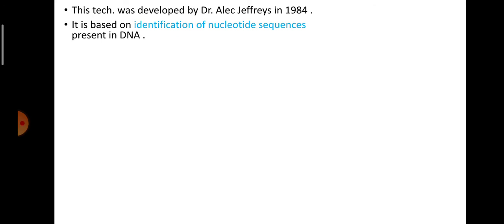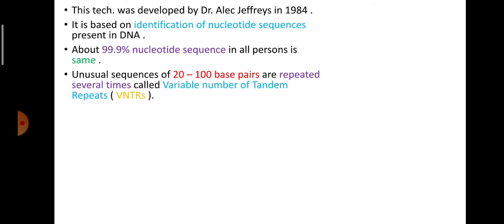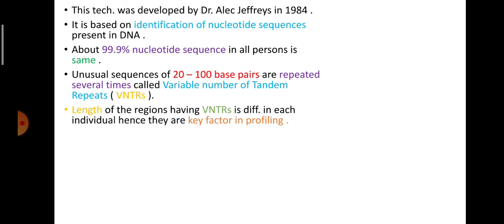This technique was developed by Dr. Alec Jeffreys in 1984. It is based on identification of nucleotide sequences present in DNA. About 99.9% of nucleotide sequences in all persons are the same. Unusual sequences of 20 to 100 base pairs are repeated several times, called variable number of tandem repeats or VNTRs. The length of the regions having VNTRs is different in each individual, hence they are a key factor in profiling.